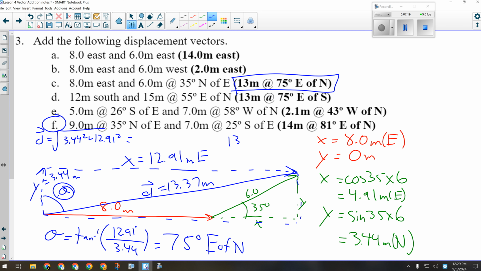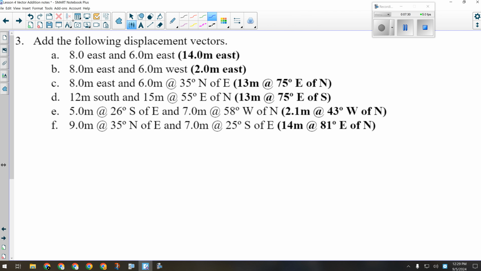Do you want me to leave the solution up or erase it? Which one would be easier for you? Like all this stuff that has to do with C. Erase it, then you can take it off. All right, working on F then.